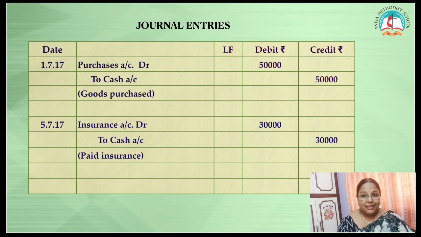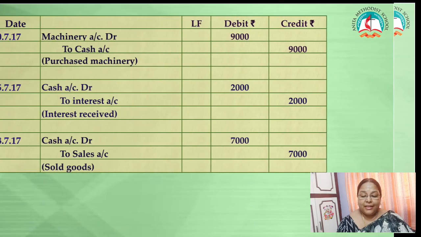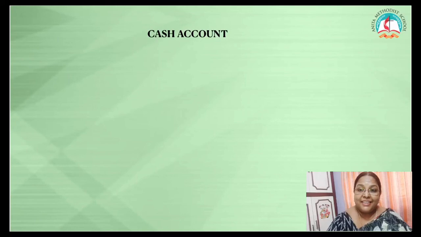Insurance account debtor to cash account. 30,000, 30,000. Paid insurance. Right. Then machinery account debtor 9,000 to cash account 9,000. Purchased machinery. Cash account debtor 2,000 to interest account 2,000. Interest received. Cash account debtor 7,000 to sales account 7,000. Sold goods. Clear, children? Any doubts till this? Let's see the cash account.